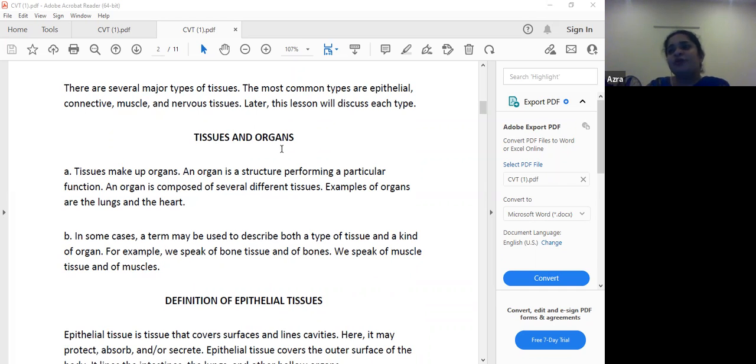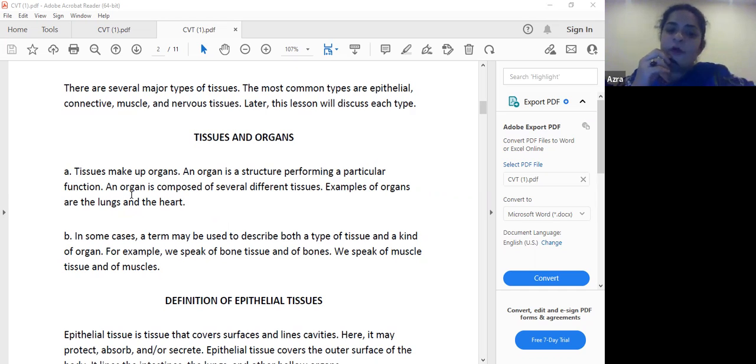Next is tissues and organs. Tissues make up organs. Just remember, tissues make organs. An organ is a structure performing a particular function. What does tissue do? It makes up organs. And what is an organ? An organ is a structure performing a particular function.